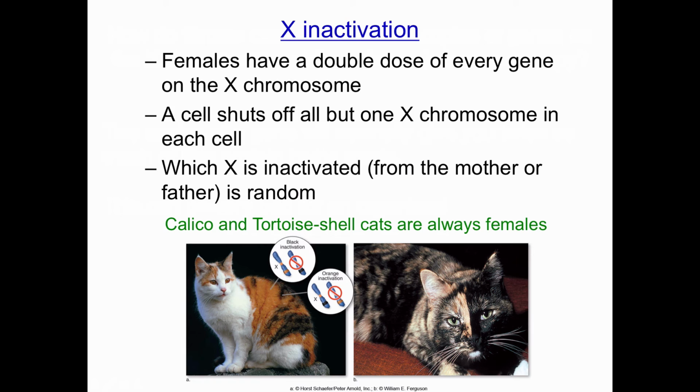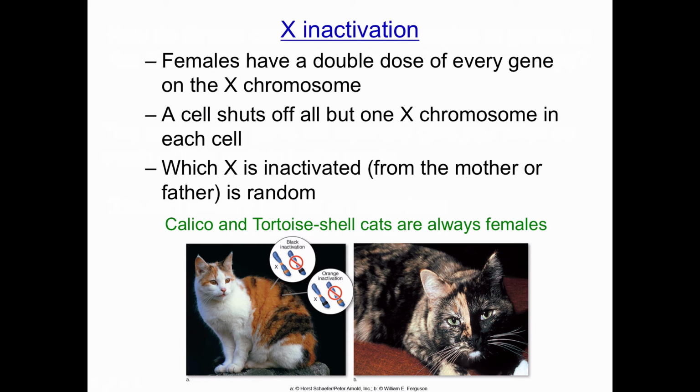Which X gets inactivated is random in humans, and in most animals, with the exception of kangaroos. In kangaroos, it's always the paternal X, the one that comes from the father, that gets inactivated. But in human females, it's random which one gets inactivated.